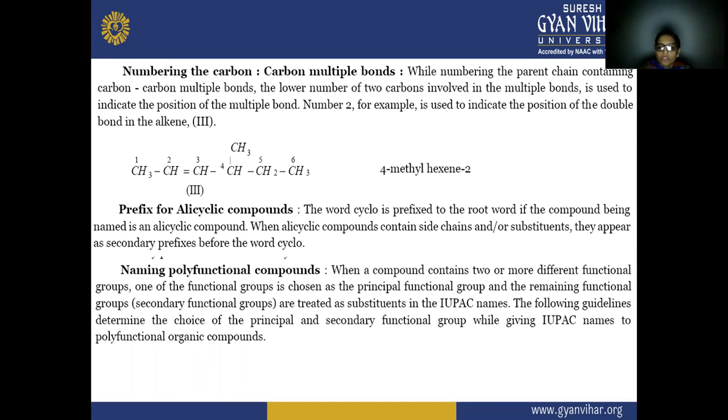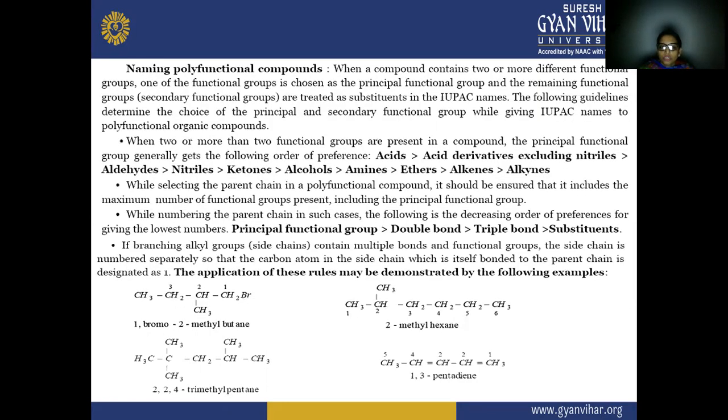So naming polyfunctional compounds. When a compound contains 2 or more different functional groups, one of the functional groups is chosen as the principal functional group, and the remaining functional groups are indicated as substituents in the IUPAC name. So the following guidelines are to be followed to determine the position of the primary and the secondary functional group by giving the IUPAC name to the polyfunctional organic compound.